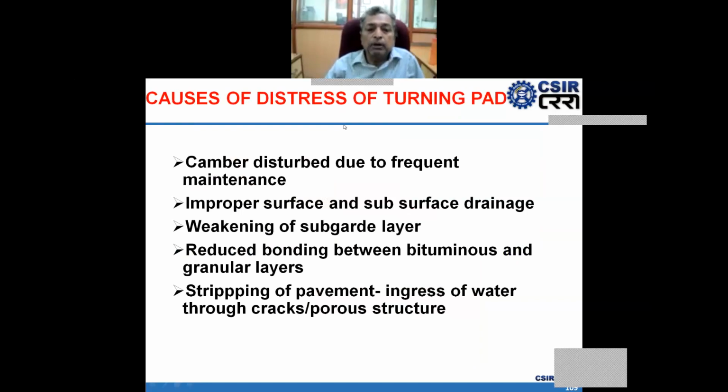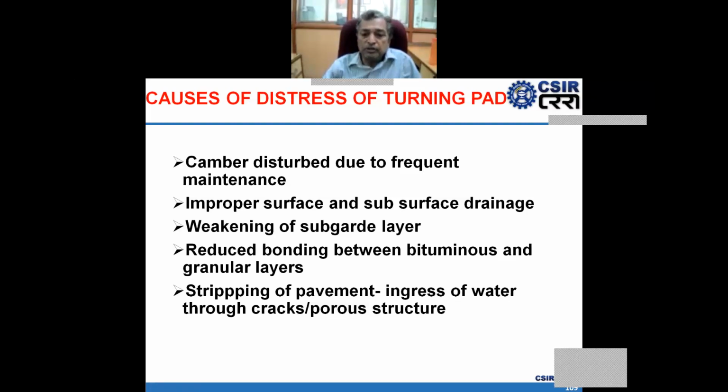So, what were the causes? The camber was disturbed due to frequent maintenance. Actually, this runway was not working properly due to cracks and similar problems, so frequent maintenance was carried out in patches. So the camber was already disturbed due to frequent maintenance done part-wise.